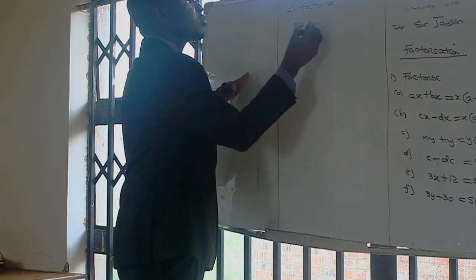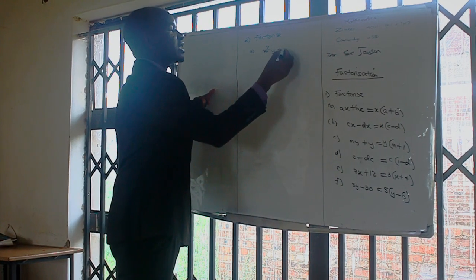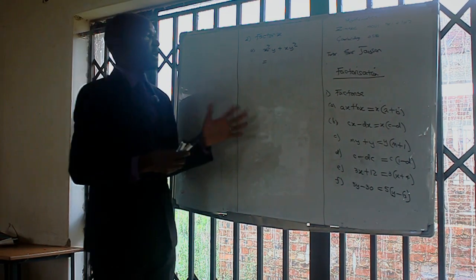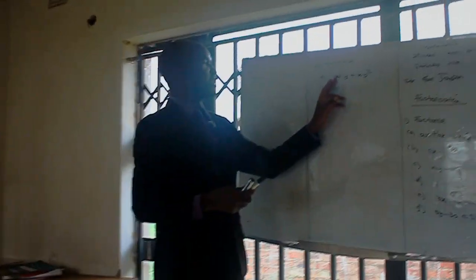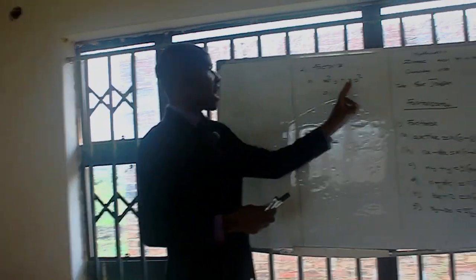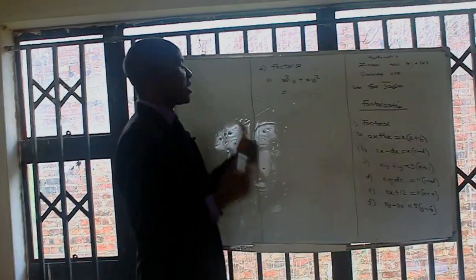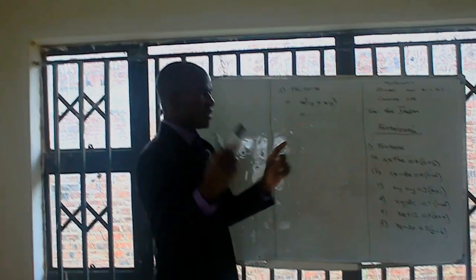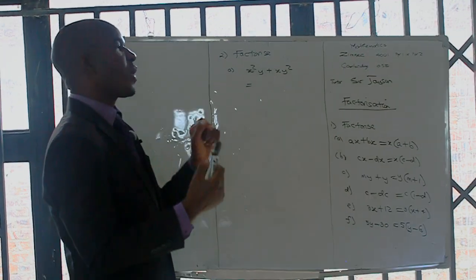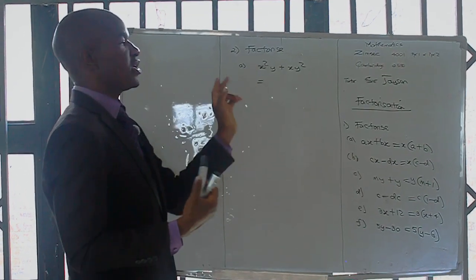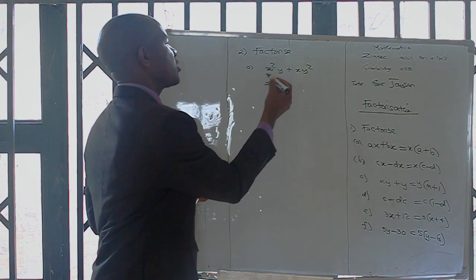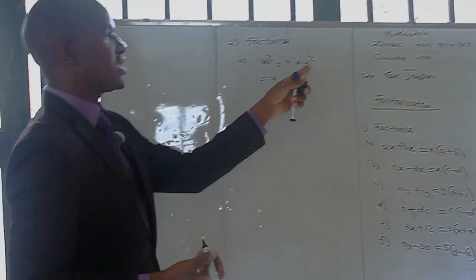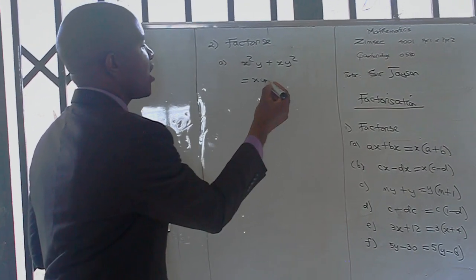x squared y plus xy squared. Now we look at the letters. We have x squared here and x there. We need a letter that goes into x squared and x. It is the smaller one, the one that is common in the two. So for x squared and x, we factor out the smaller, which is x. And for y and y squared, the smaller is y, so we factor out y.